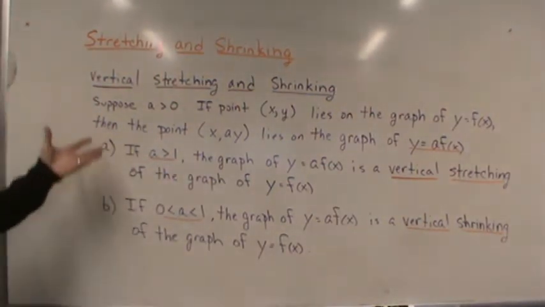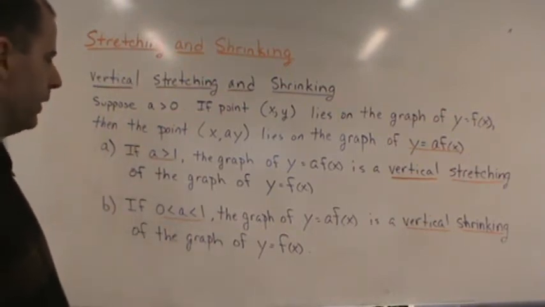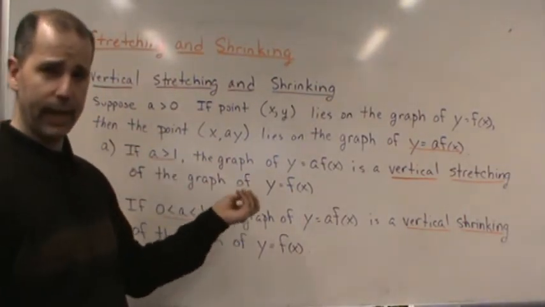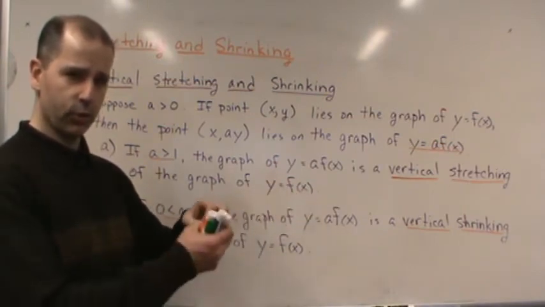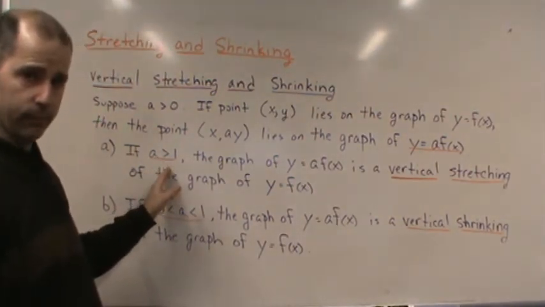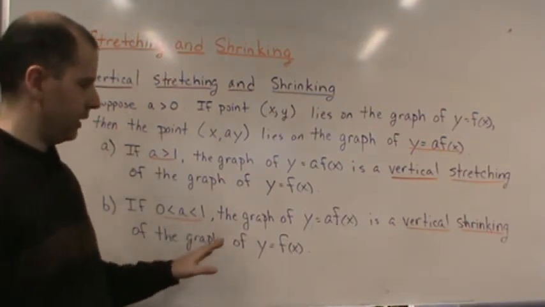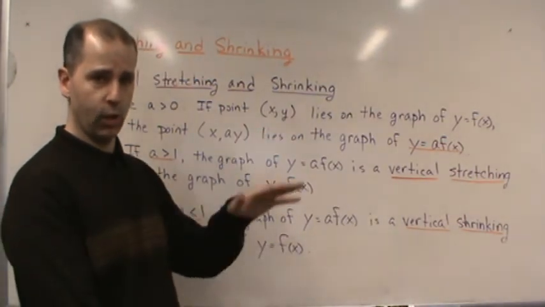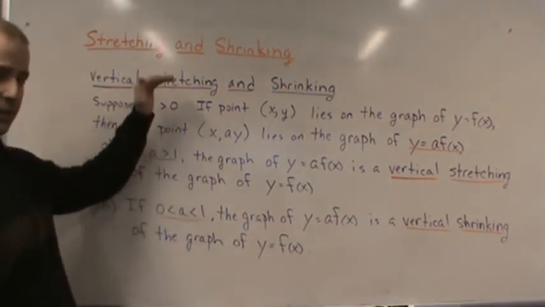Okay, and so this is what we're using whenever we do a vertical stretch or vertical shrinking. So in other words, here's the takeaway, just like I said before. If you're multiplying by a real number outside the function, that's going to result in a vertical stretch if the number is greater than 1. If the number is between 0 and 1, then that will result in a vertical shrinking, or what some textbooks call a compression.